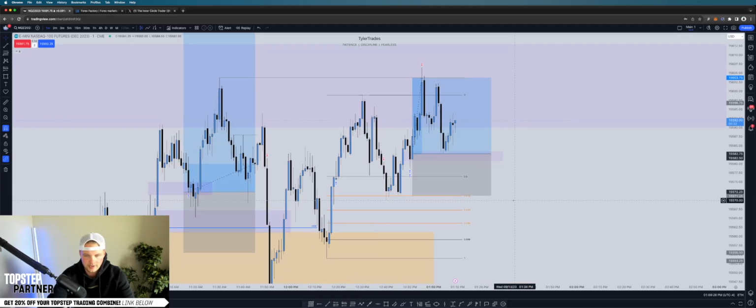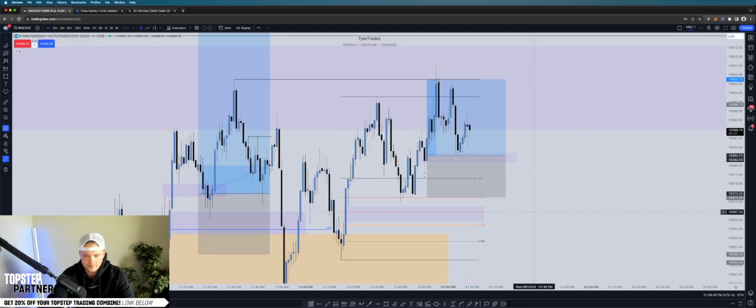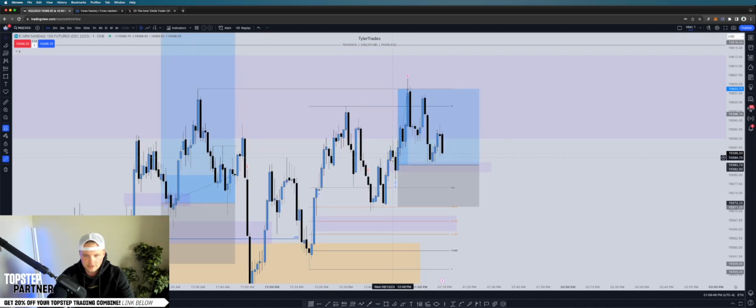So I draw up my handy-dandy Fibonacci, and I see this 1 minute inefficiency. So my buy limit was actually set right there, right on that 705 level, and price comes down to the 618 and immediately respects it, bounces up. And right here, I see price break structure to the upside one more time.